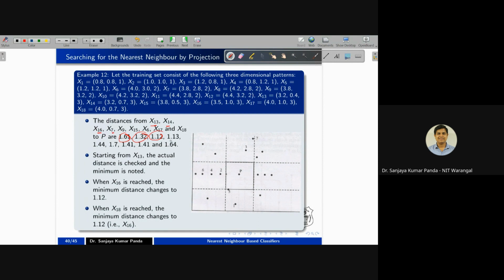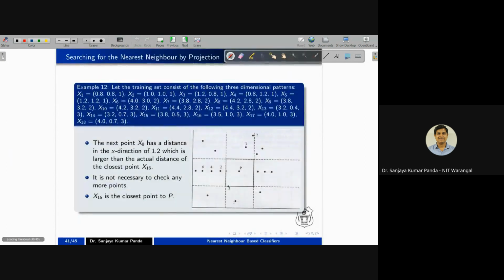But when I go for x7, the distance is not decreased, it is increased. Okay, so when x16 is reached, the minimum distance is 1.12, but when you go for x7, it is 1.2. When you go for x9, you will find again 1.12. Like that, if you carry out up to x18, you will find the minimum distance is 1.12. That's why we consider that x16 is the minimum distance, and as x16's class level is 3, we consider the class level of the test pattern P to be 3. So as x16 is closest to P, we consider that as the class level.